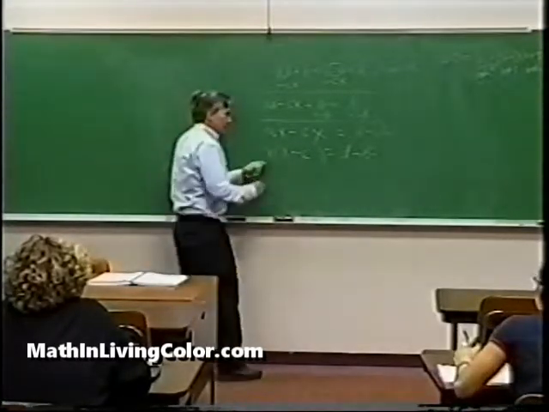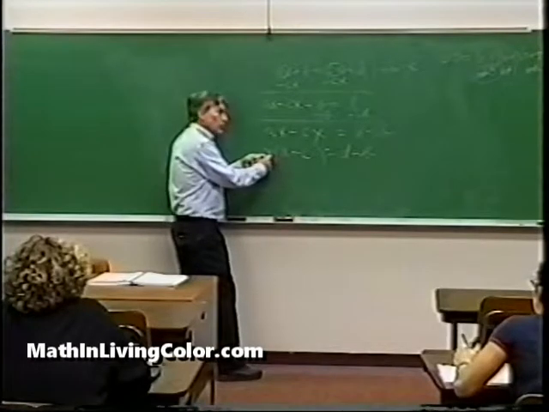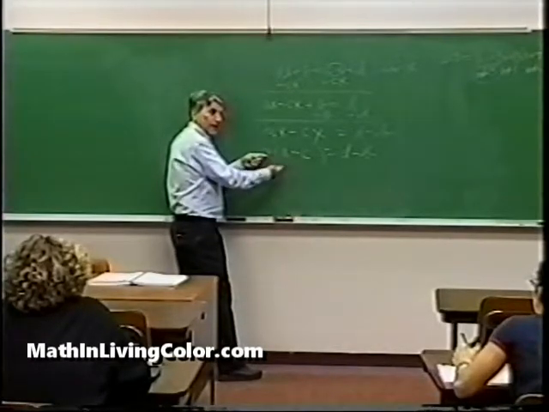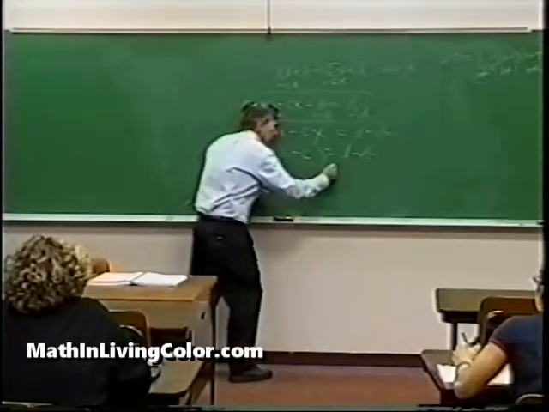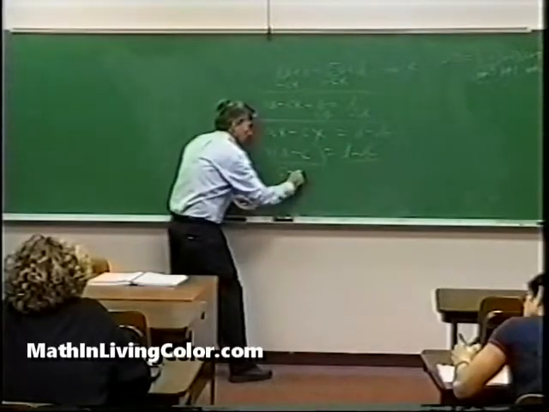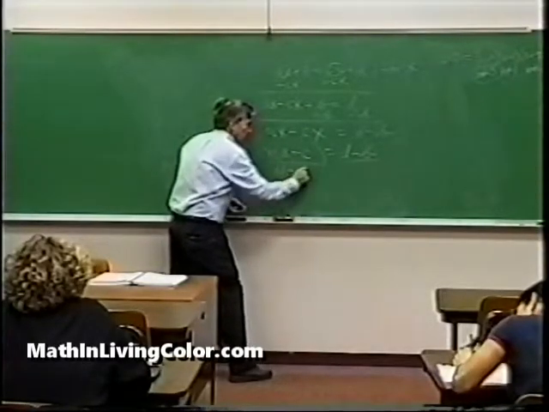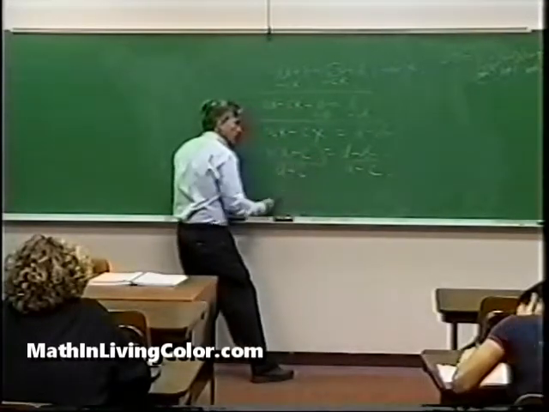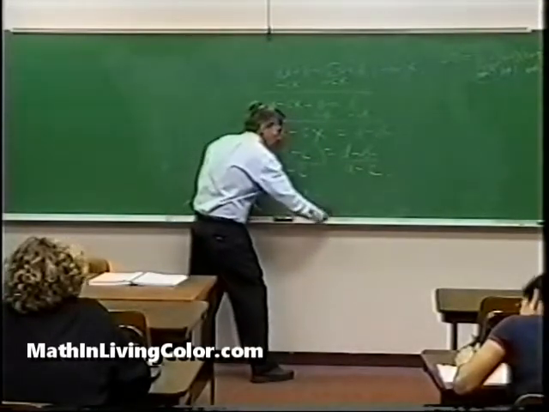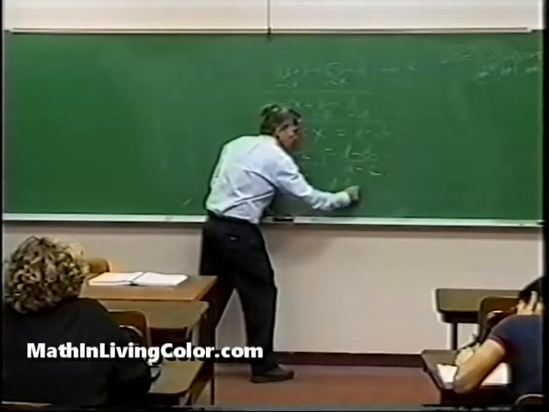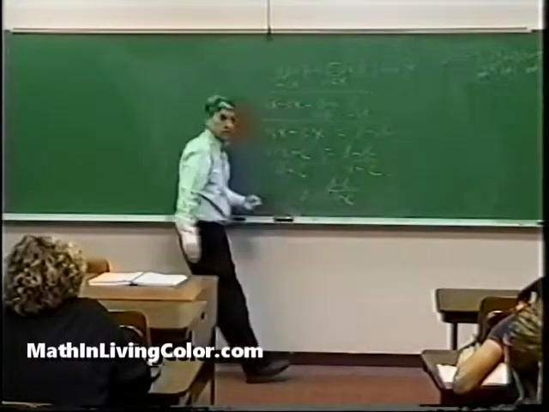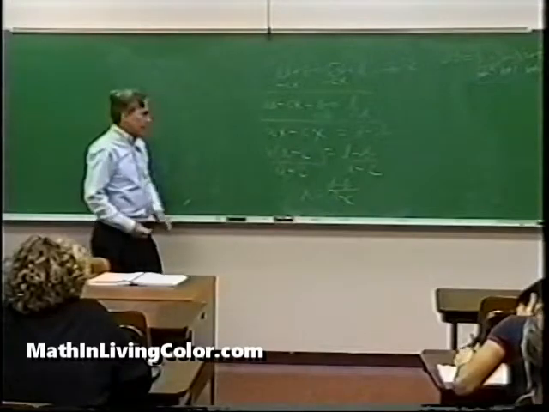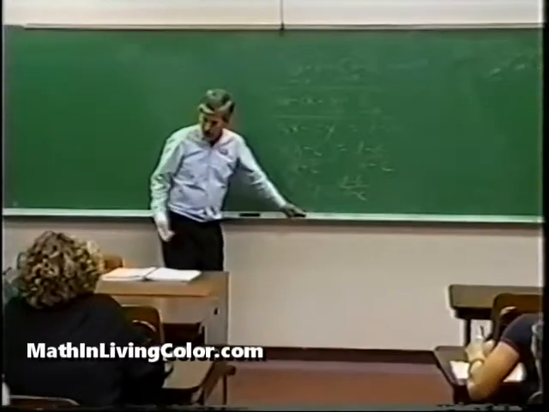We got to undo multiplication, and we do that by dividing. Divide both sides by A minus C. Divide both sides by A minus C. And then this divides out, and you're left with X equals D minus B over A minus C. Okay? And that's the final answer for that one.